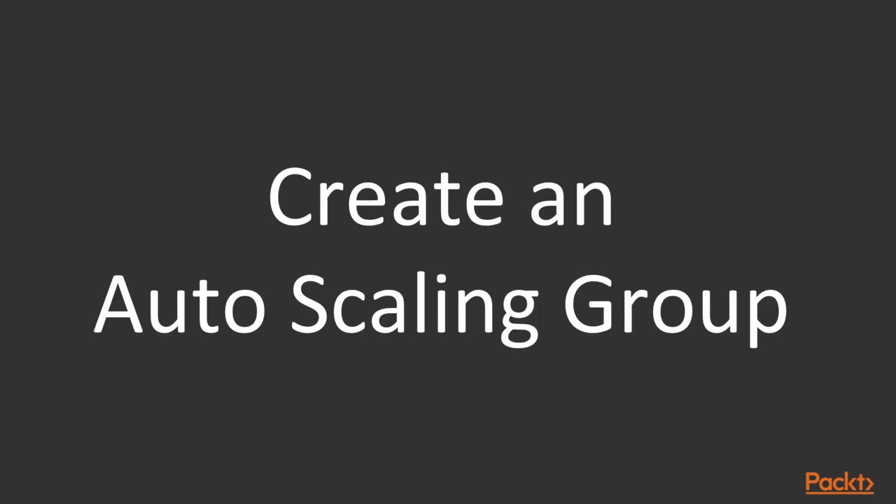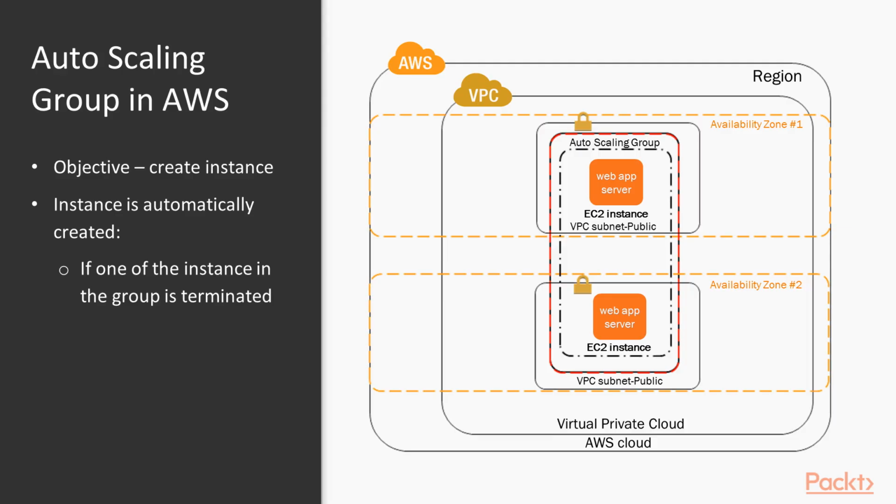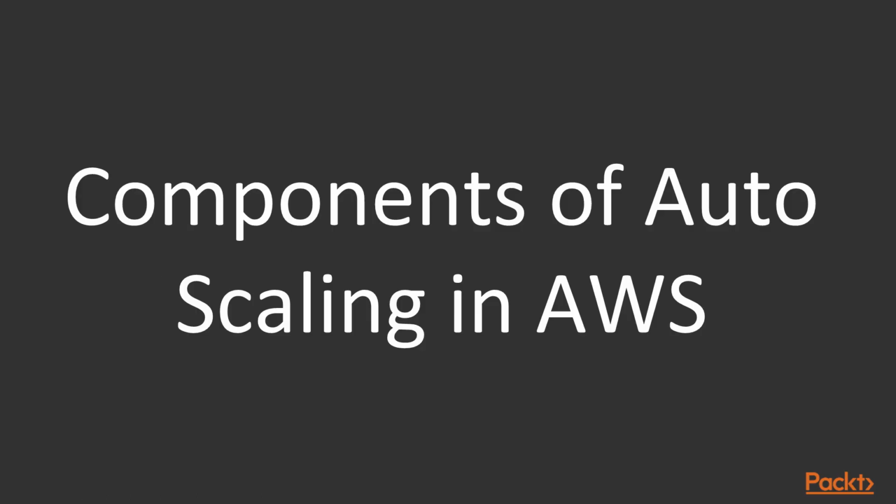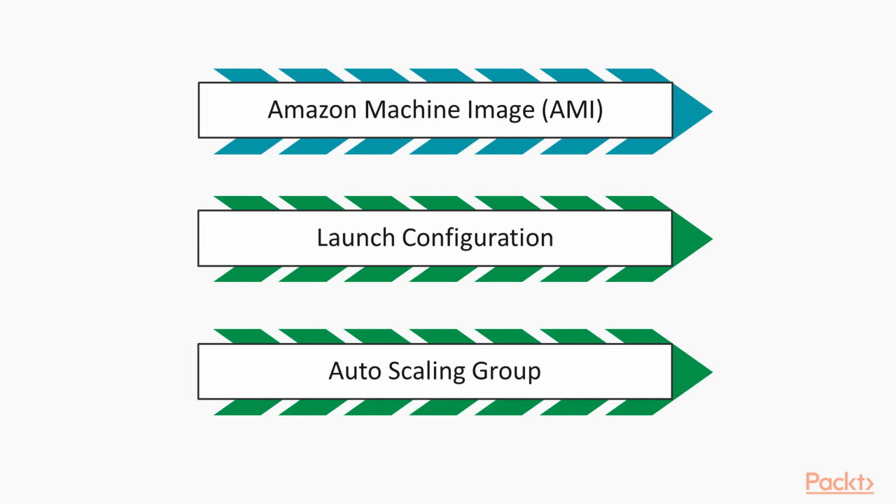Let's see the process to create an auto scaling group in AWS step by step. The objective of this architecture is to create an instance using the auto scaling group, where an instance is automatically created if one of the instances in the group is terminated. There are three major components of auto scaling in AWS: Amazon Machine Image, AMI, Launch Configuration, and Auto Scaling Group. Now let's cover each of these components in brief.